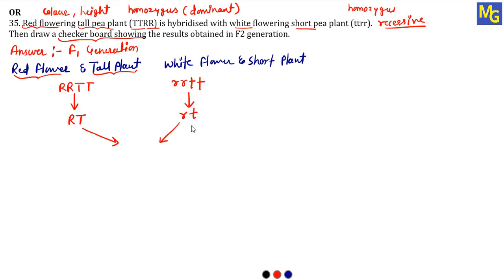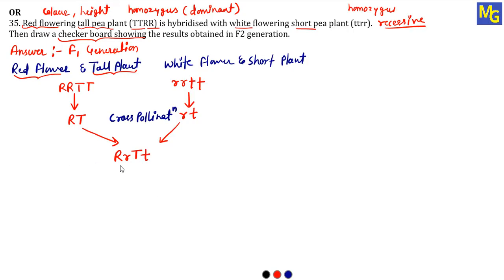See this, both the plants are different. Whenever two different plants get crossed, it is called cross pollination. And now we can write it here: capital R, small r, capital T, small t.